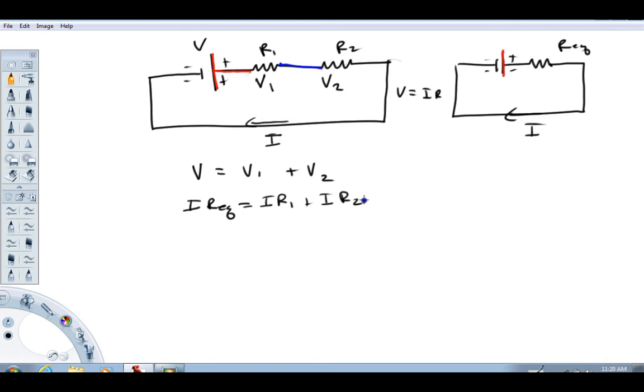It's important to note that these I's are all the same. When we looked at the parallel combination, it was the voltages which were the same. Well, the voltages are not the same here: red to blue, blue to black. But the current is the same. There's only one single loop here. If I take a current measurement anywhere in this circuit, I'm going to get the current I'm calling I. So the current is the same, and it therefore divides out. And what we have is that R equivalent is just the sum of R1 plus R2.